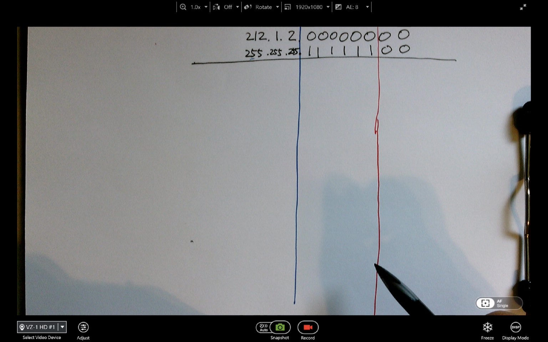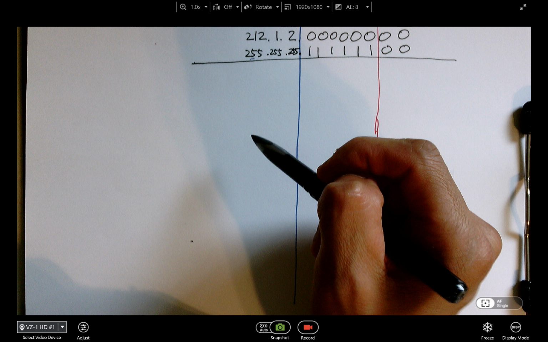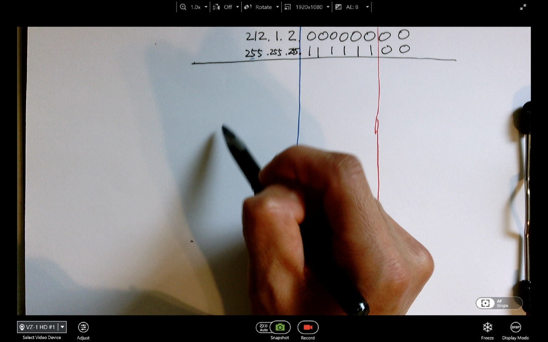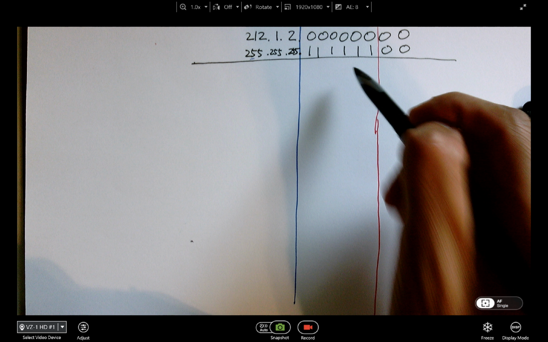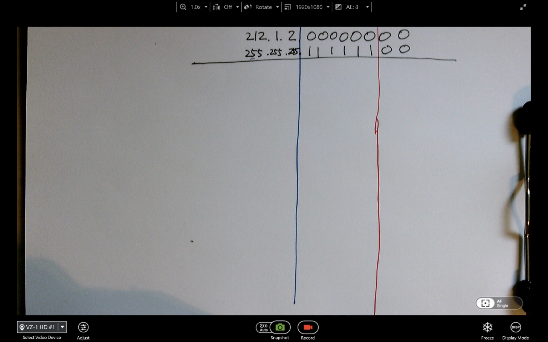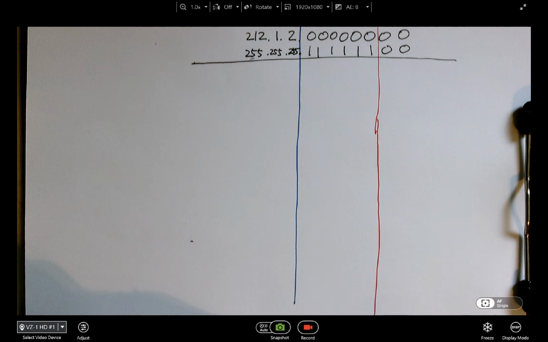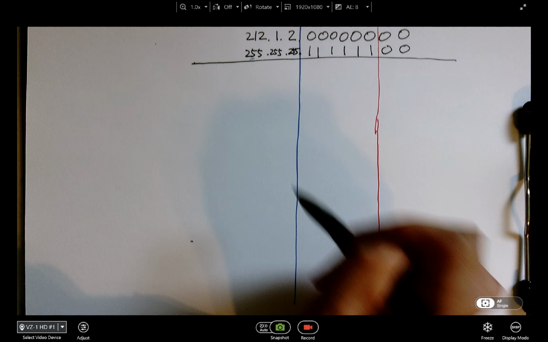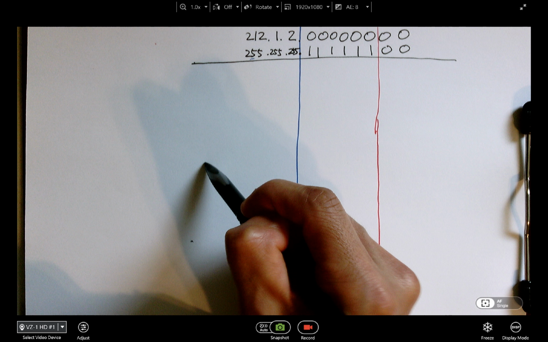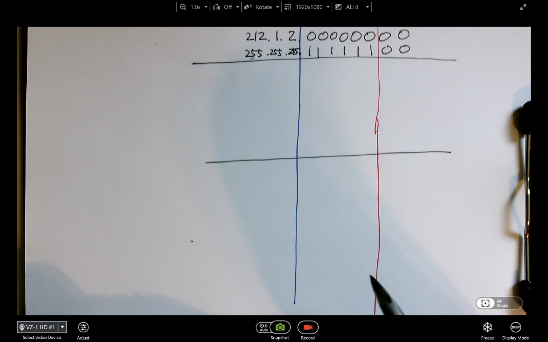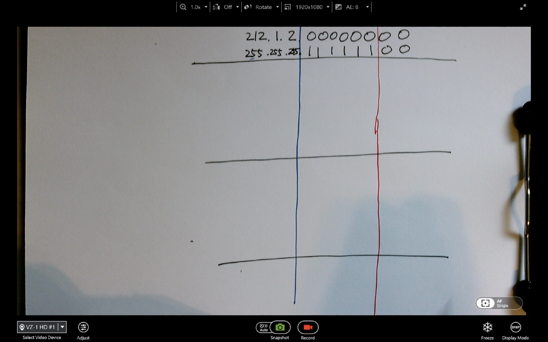So I know that I have 64 subnets, so I need to draw 64 blocks, right? But since I'm asking you the range of the second subnet, I don't have to draw all 64 subnets. I'm going to draw the first 2 subnets, probably. So somewhere here I'm going to have my first subnet, number 1, and somewhere here I'm going to have my second subnet. And this is going to be my third subnet.